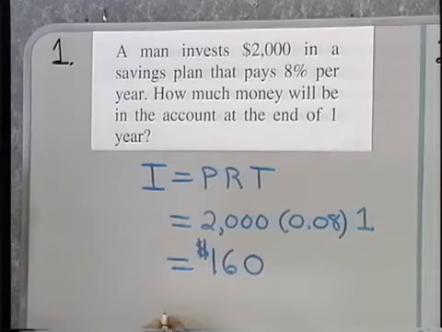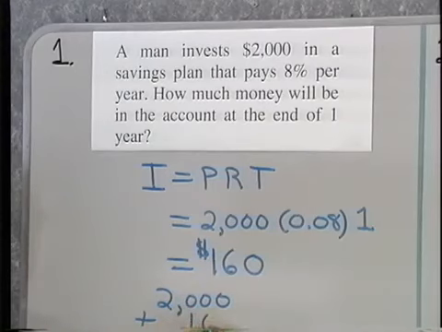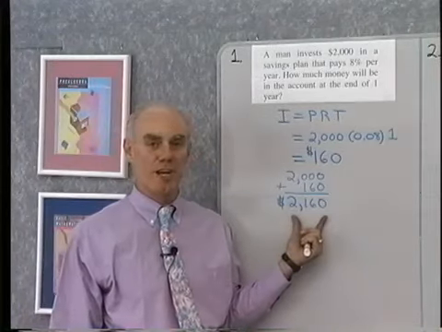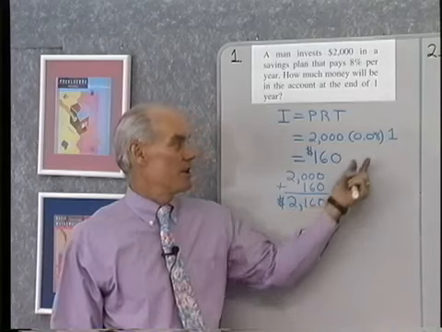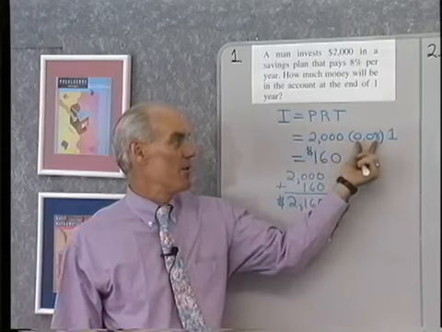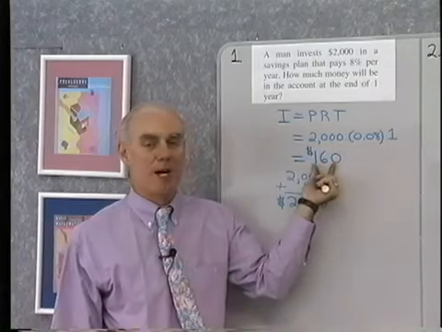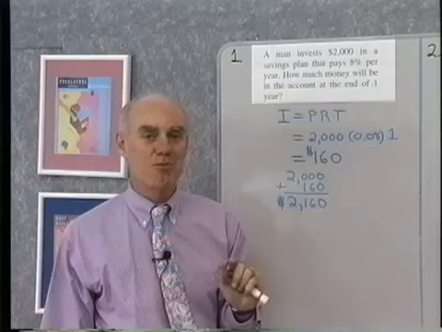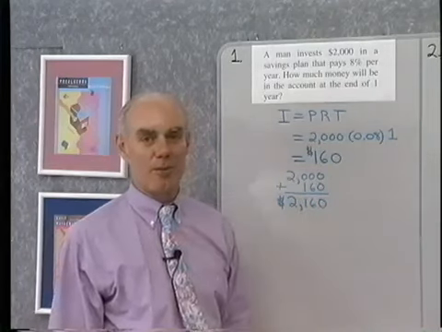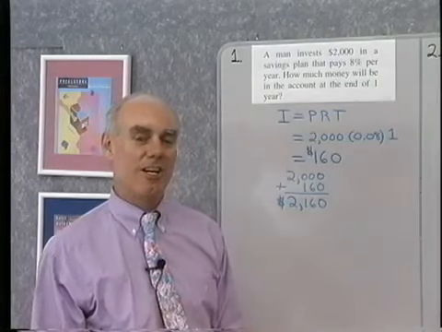So at the end of 1 year, the account has in it $2,000 plus $160, and that adds up to $2,160. So the amount of money in the account at the end of 1 year will be $2,160. Because the account earns 8% simple interest in 1 year, principal times rate times time gives me the amount of money in interest that's earned in that account in 1 year. I add that into the account and I get the total amount of money in the account at the end of 1 year. Here's another problem.